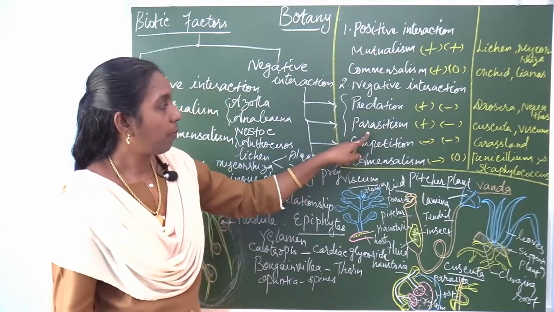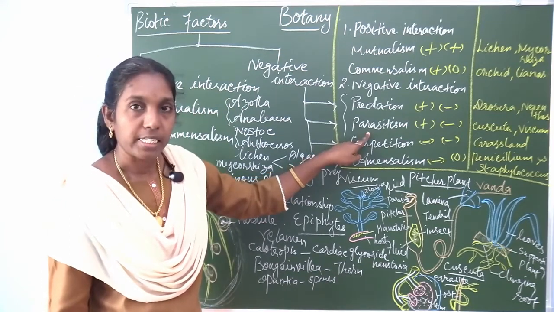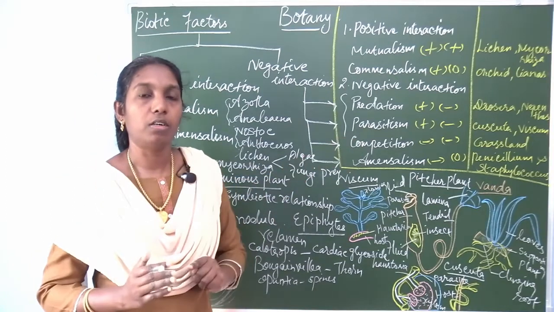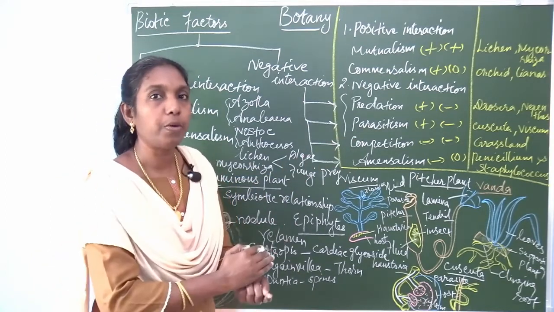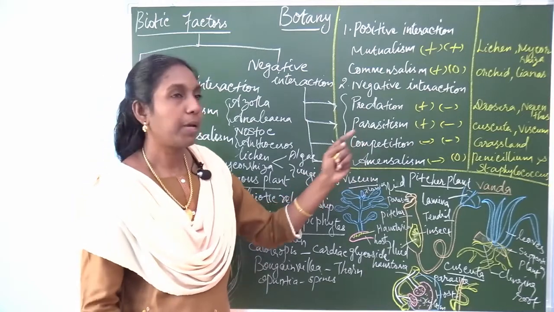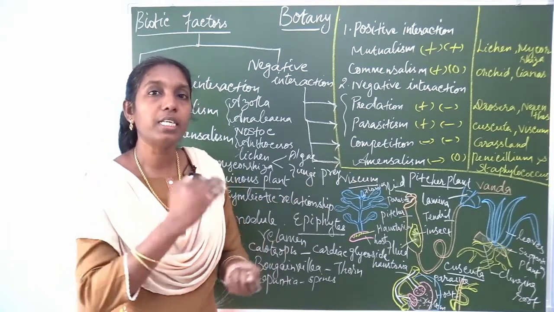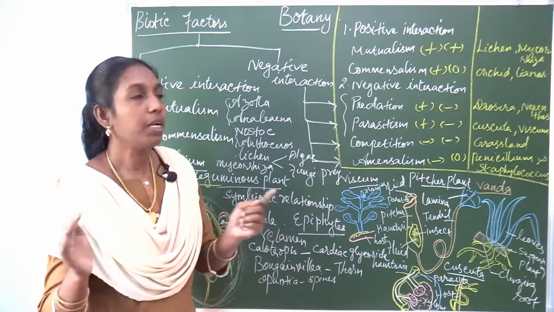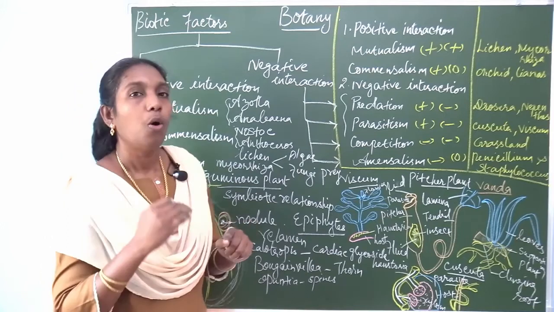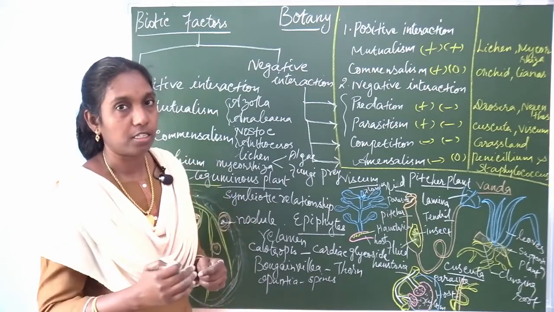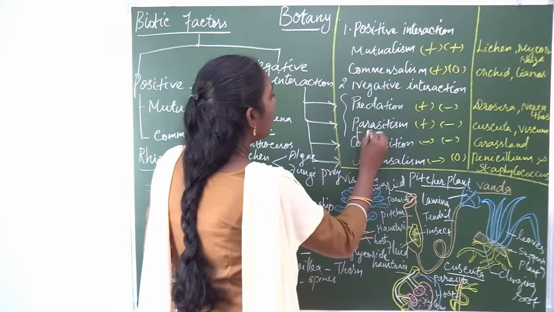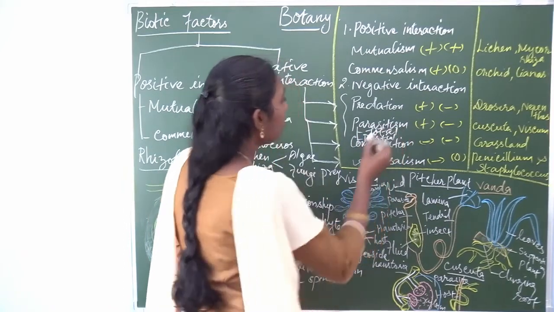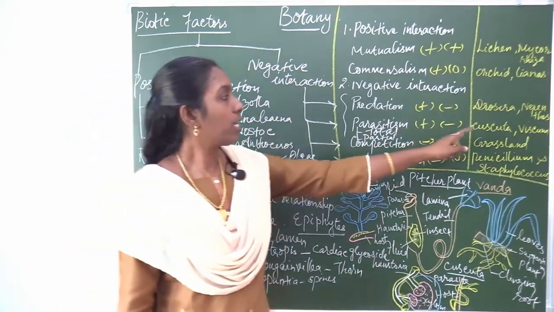There are two types of parasitism, total parasite and partial parasite. The parasitic organism either completely depends upon the host or partially depends upon the host. So there are two different types, holoparasitism and hemiparasitism, or it's called total parasitism and partial parasitism.